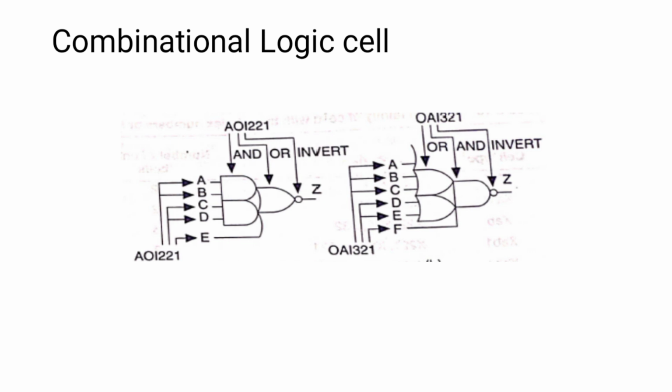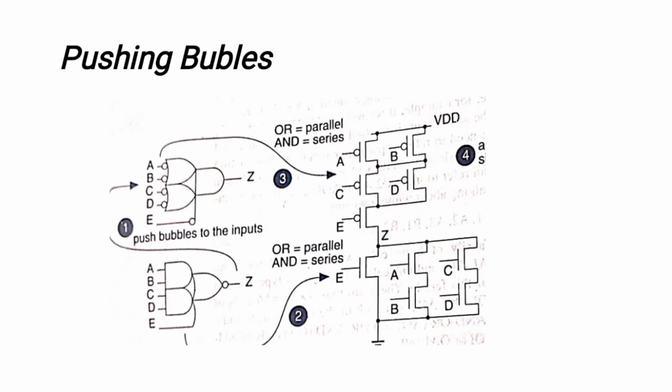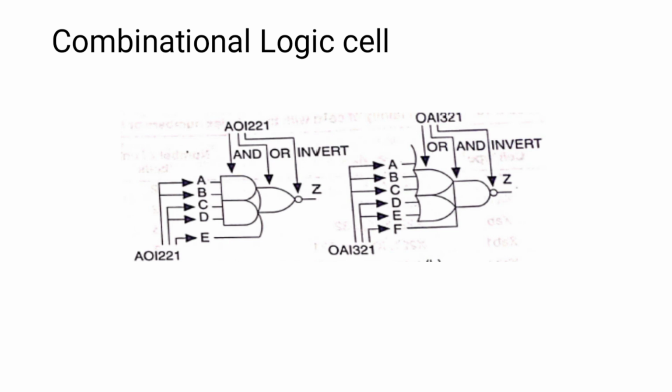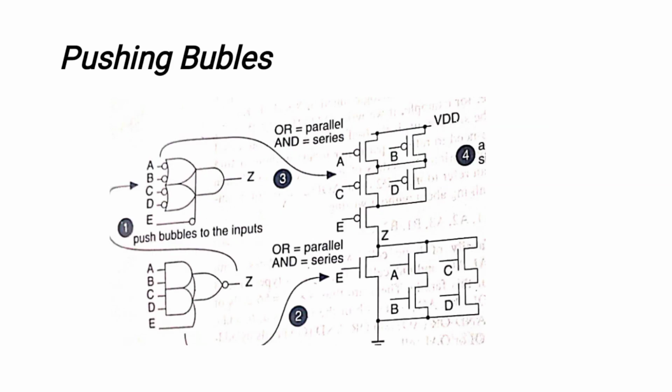We get the equations like this, and bubble pushing. So in this case we get the bubble at the end of the result, okay, at the end of the last gate. Here it's not like that. We give the input itself bubbled, so there is no need of taking the bubble at the end of the inverter. So here the bubble is pushed to the inputs.